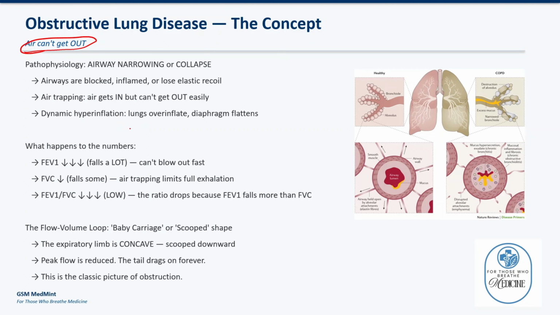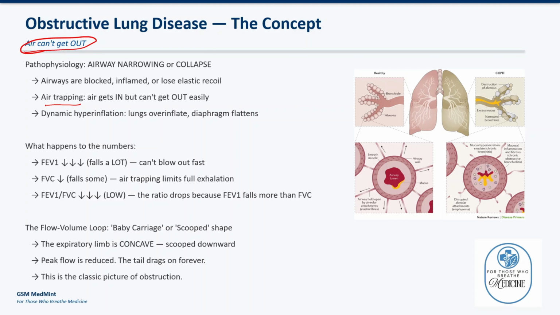The result is air trapping. The air gets in. During inspiration, the airways are held open by the negative intrathoracic pressure, but during expiration, the positive pressure collapses the diseased airways. The air gets trapped. The lungs overinflate, the diaphragm flattens, the chest becomes barrel shaped.